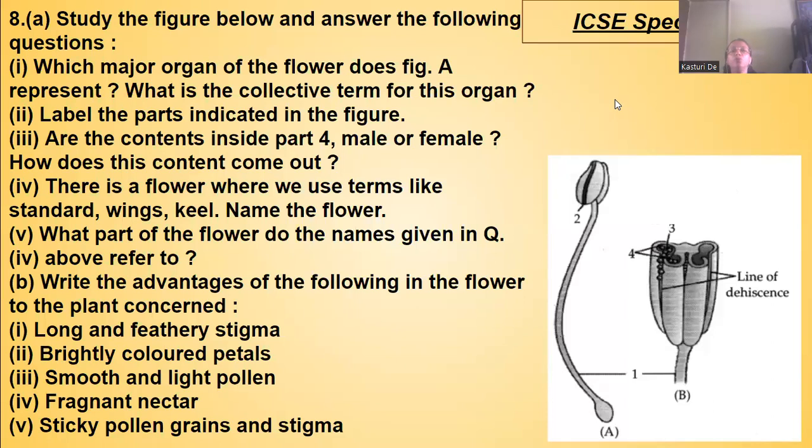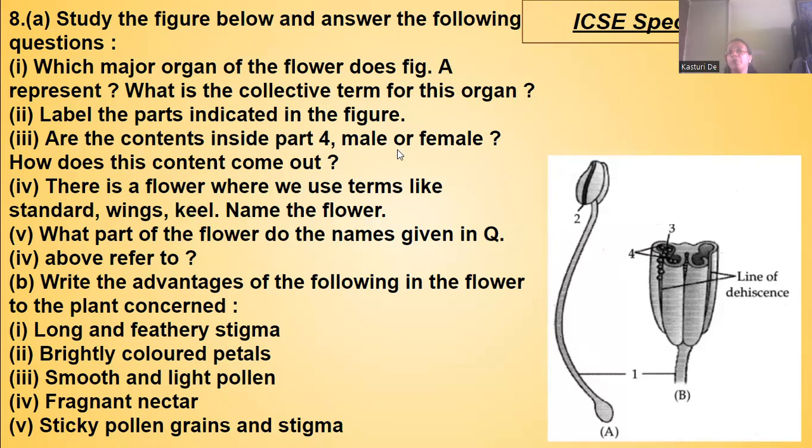Then we come to the figure. Study the figure below and answer the following questions. So this is the figure. Which major organ of the flower does figure A represent? What is the collective term of the organ? Label the parts indicated with the figure.